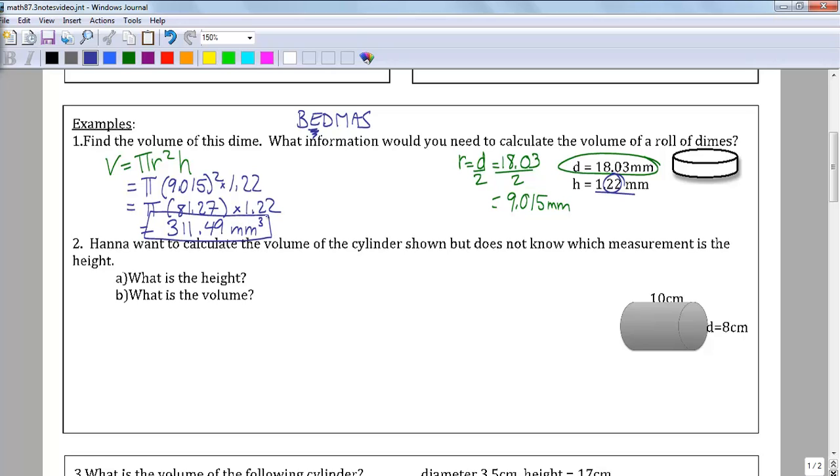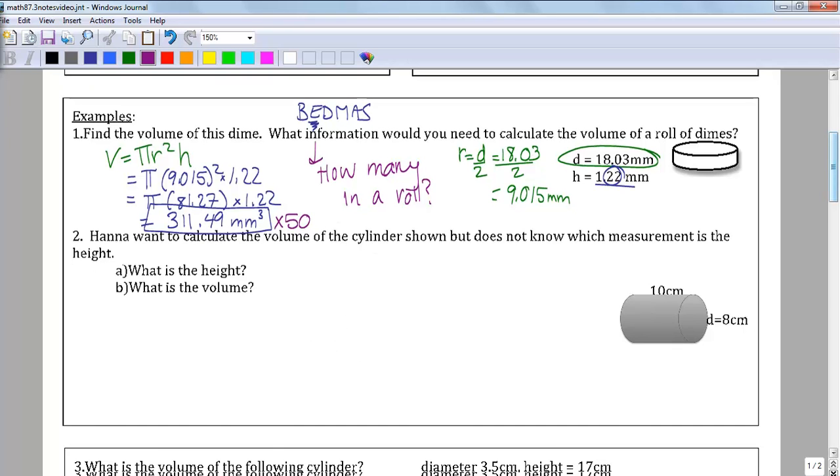Okay, so hopefully you were able to follow along. This part said, what information would you need to calculate the volume of a roll of dimes? Well, it'd be kind of nice to know how many dimes were in a roll, if I was stacking them up together. So I need to know how many are in a roll. Maybe it's 50. I don't know. But if it were 50, I just take that and multiply by 50. All right. Let's try the next one.